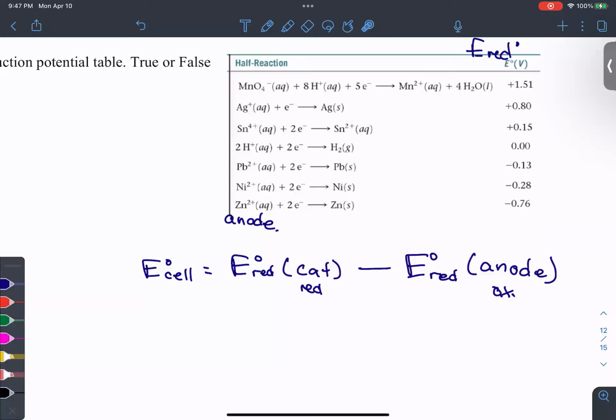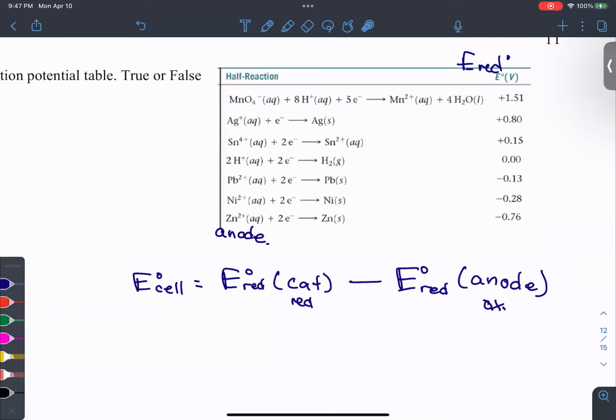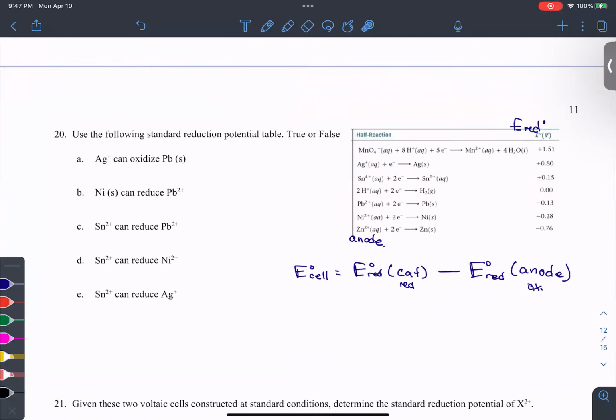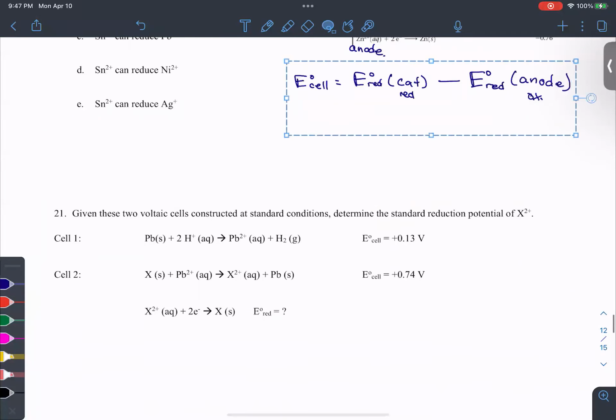If it was an electrolytic cell, we typically are not calculating negative values, so that doesn't apply here. All right, so do keep that in mind. Both of these values are the reduction form, and that will help us answer 21, and then we might be done here.